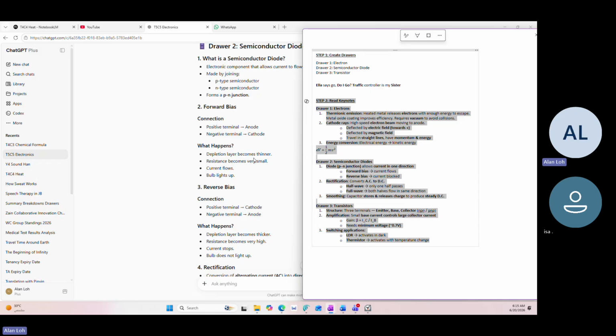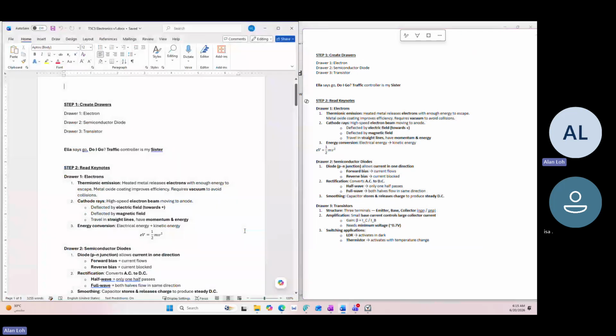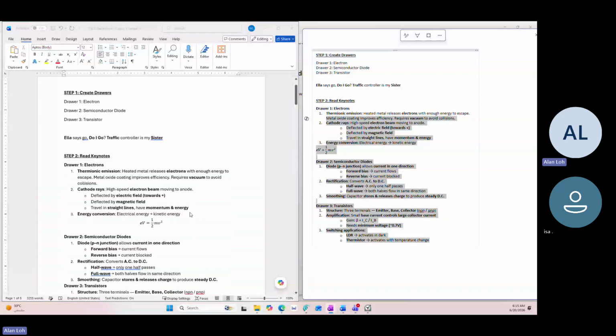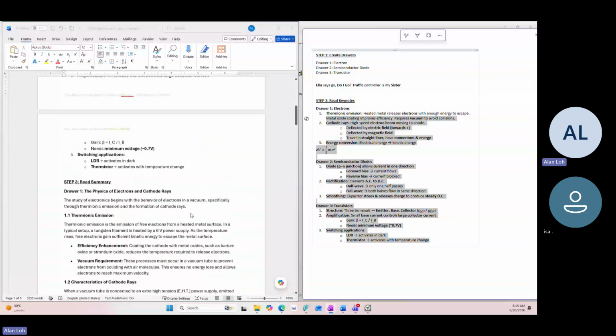So that is the concept of brain drawer, right? We are going through something that is simple, then going into something that is more detailed, so that you will not jump into something like you're reading a textbook.